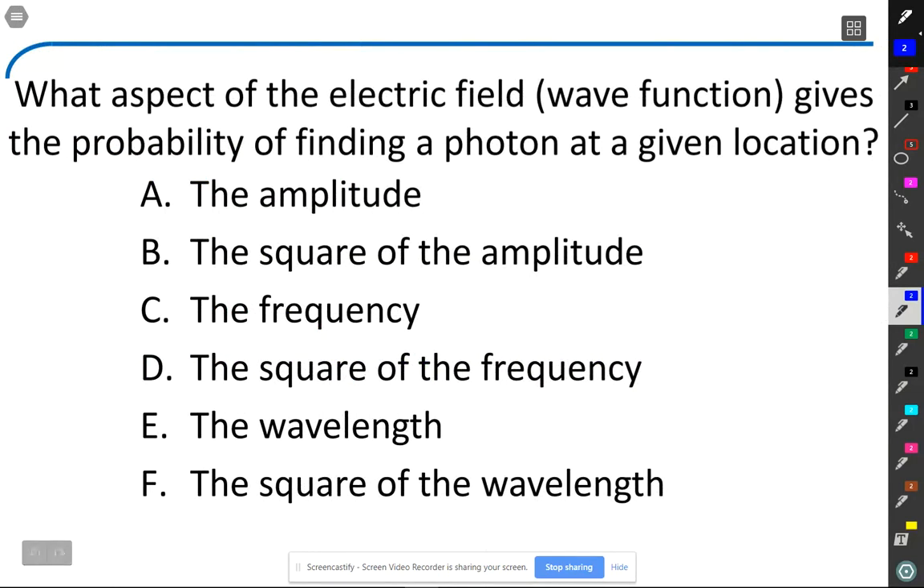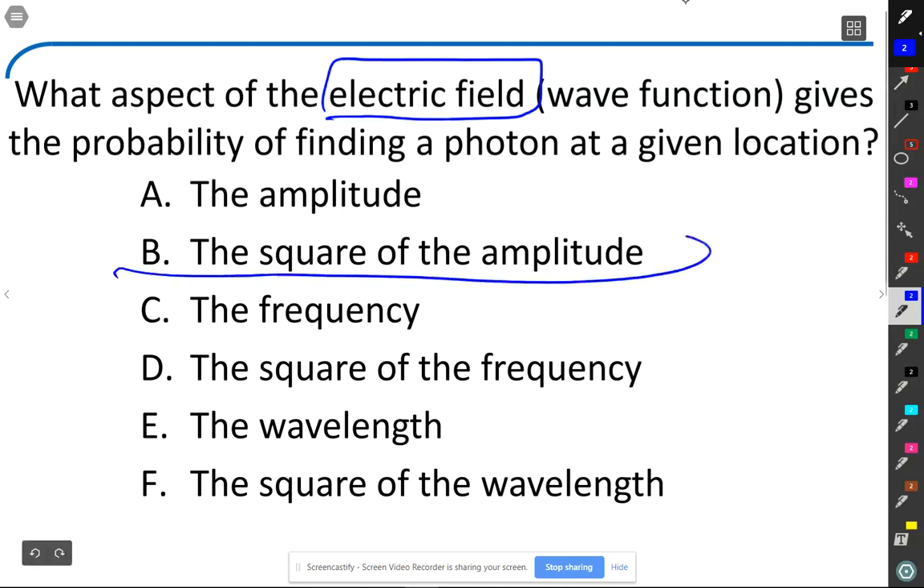So what aspect of the electric field, which is our wave function, gives the probability of us finding the particle, the photon, at a given location? So it was electric field. What gives us the probability? What did you say? B? B is correct. It's the square of the electric field, the amplitude of the electric field. So it's the amplitude squared.